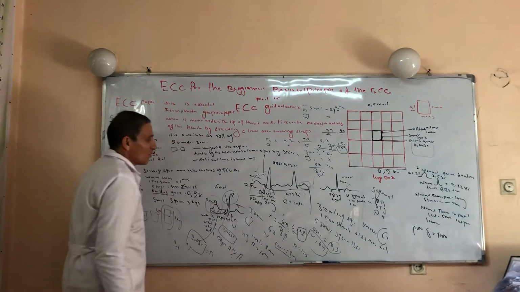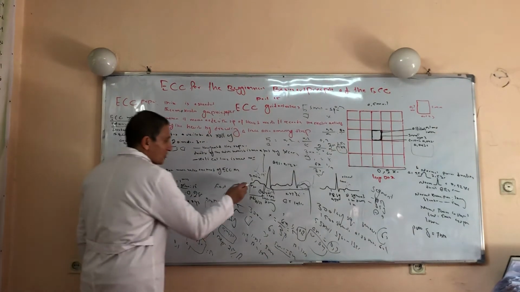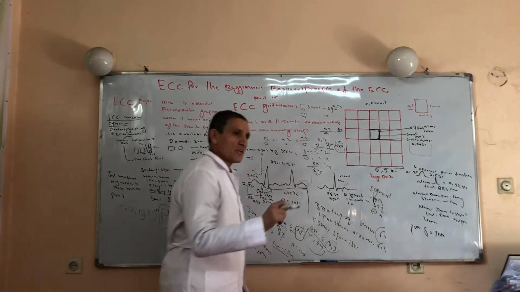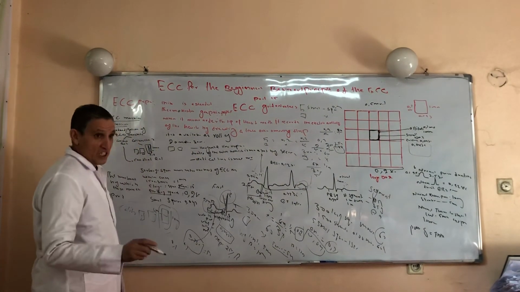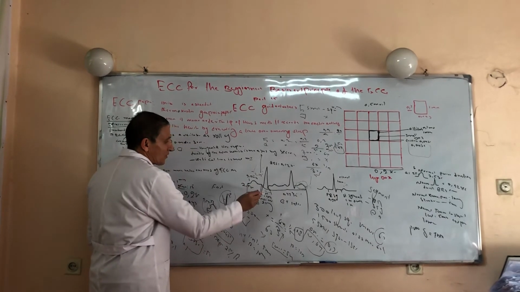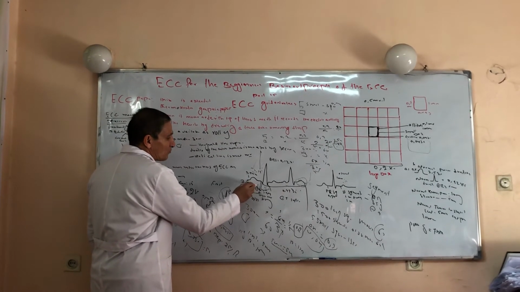What is the clinical role of this PR segment? Shortening of the PR segment occurs especially in cases of accessory pathways, in WPW syndrome and LGL syndrome. This PR segment becomes short. The duration of the PR segment is 0.25.